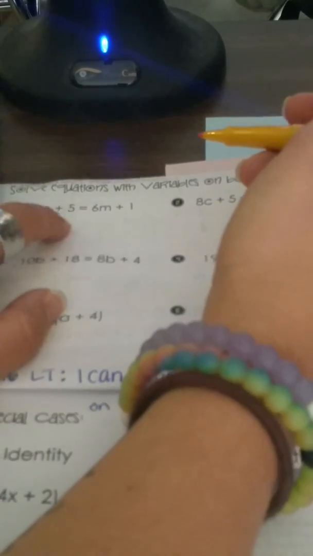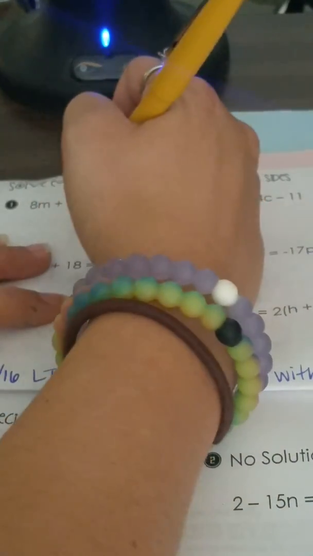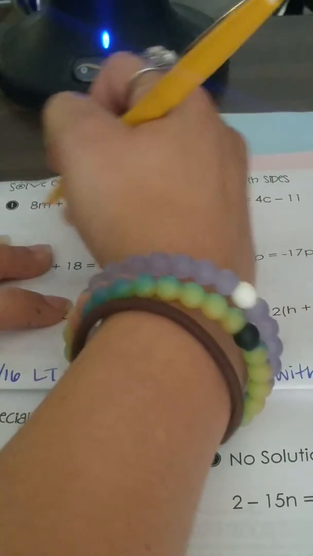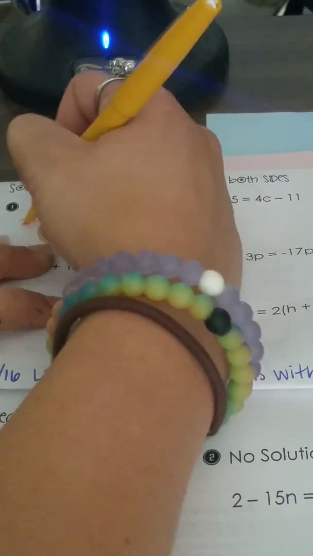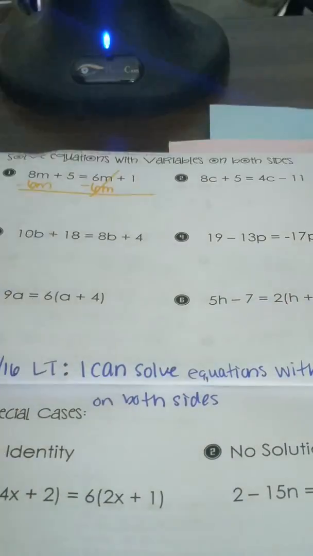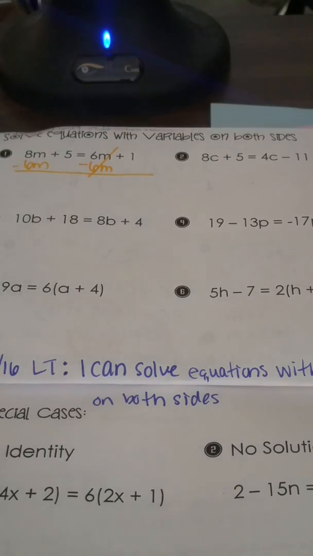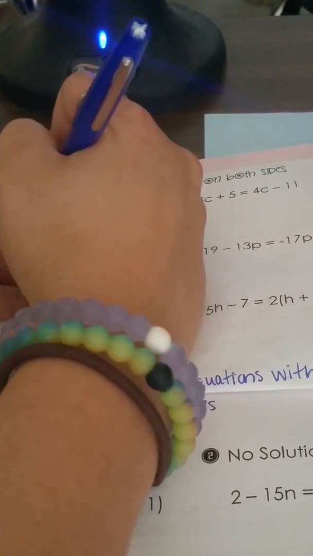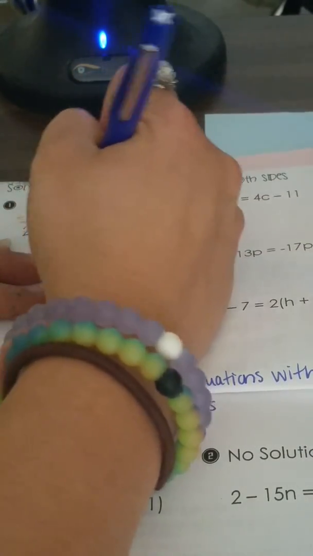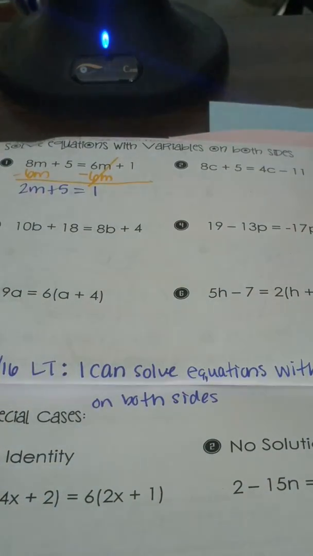So we would subtract to move it over here, correct? Because we got to move it. So since it's a positive 6M, we're going to subtract 6M. And what's 8M minus 6M? Now we bring everything else down with it.